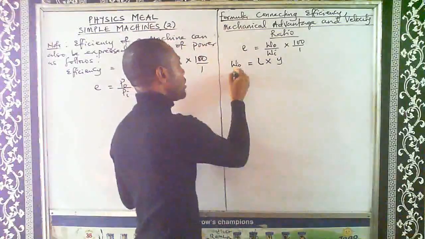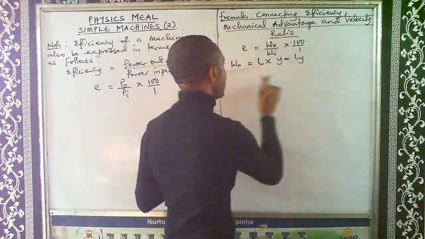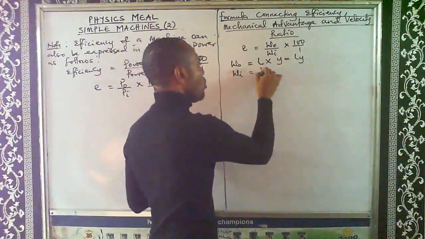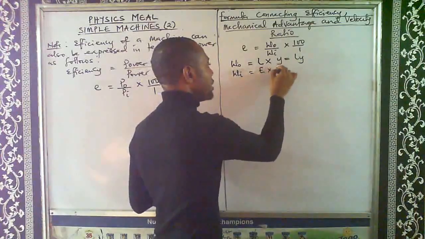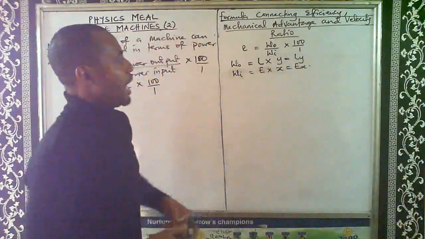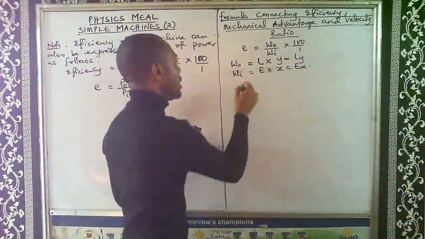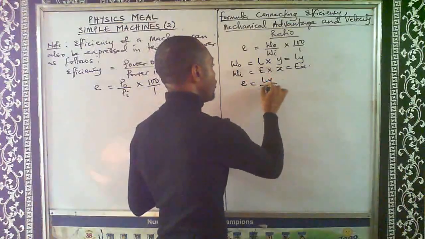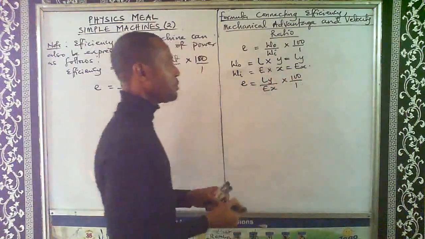So work output will actually give us LY. Then the work input will give us work done by the effort, which is the effort times distance moved by the effort. So that's EX. So I can use this and this to replace these two. And if I do that, I will have that efficiency E is LY over EX times 100 over 1.